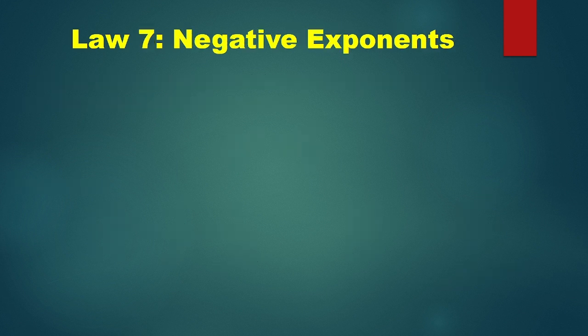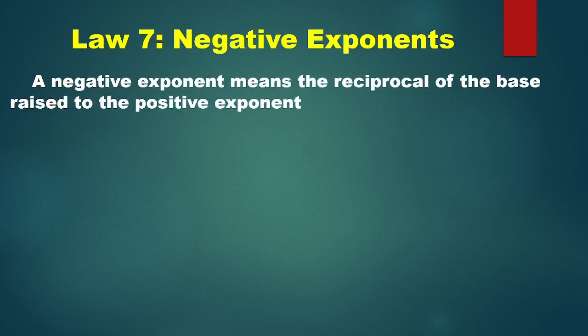Law 7, negative exponents. A negative exponent means the reciprocal of the base raised to the positive exponent. That is, if I have a base and I have an exponent that is negative, in this case minus n, all I have to do is find the reciprocal of that base. The reciprocal for a is 1 over a. Then the exponent changes into positive.